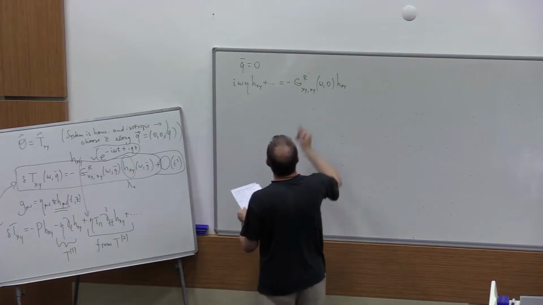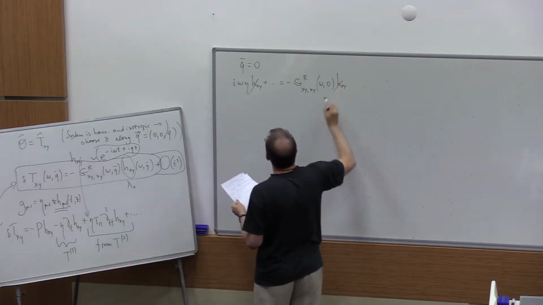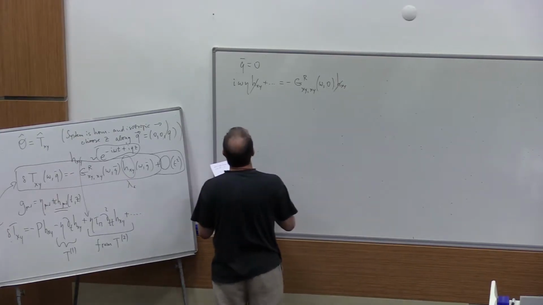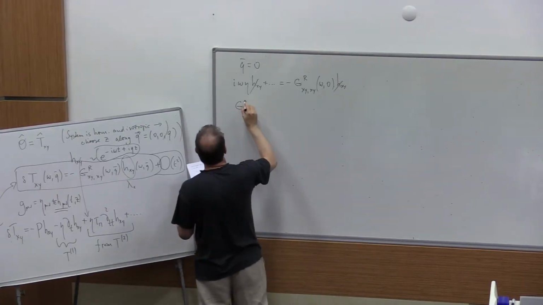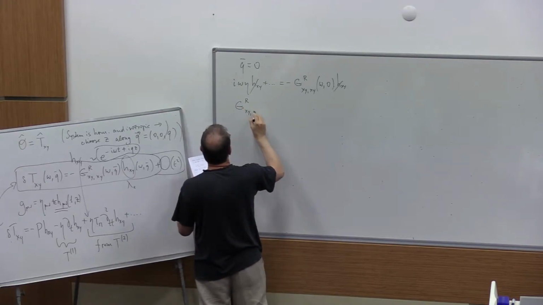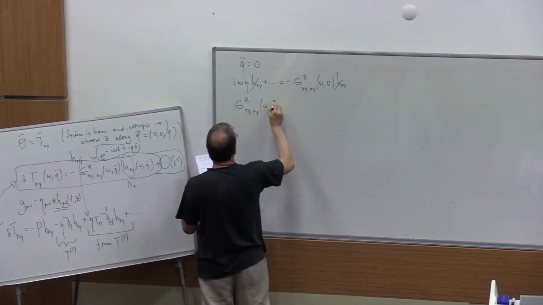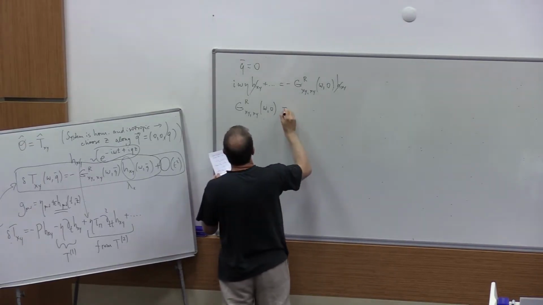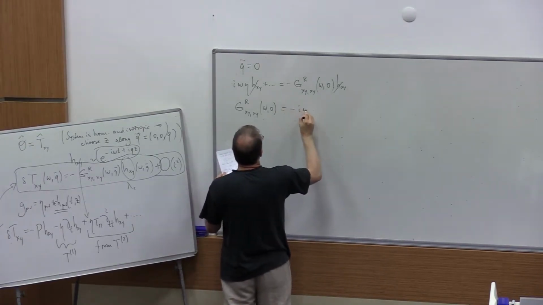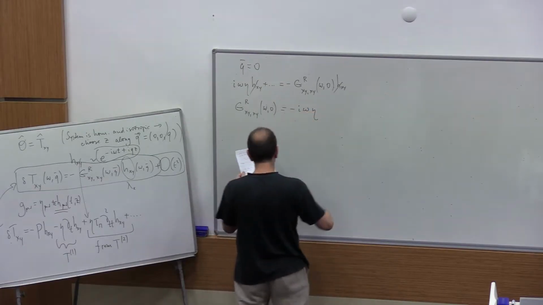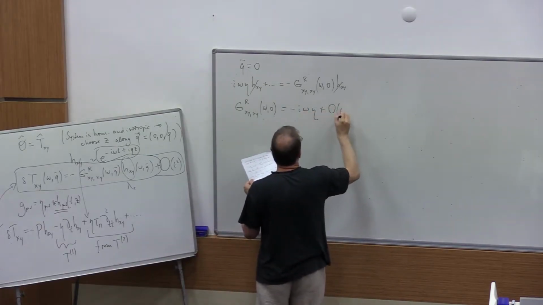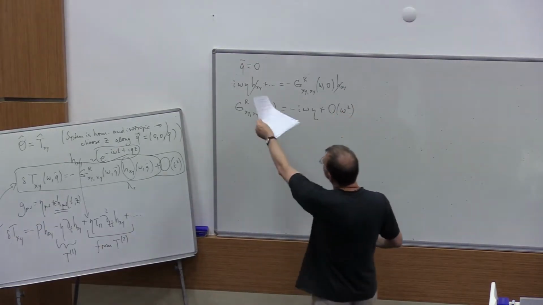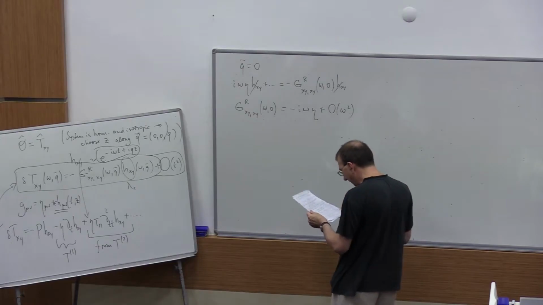And therefore, you can cancel h_xy on both sides and say that you just have the formula for G retarded, xy comma xy of omega, 0, equal to minus i omega eta plus various other terms, which will depend on higher powers of omega, and also q, but q we put to 0.